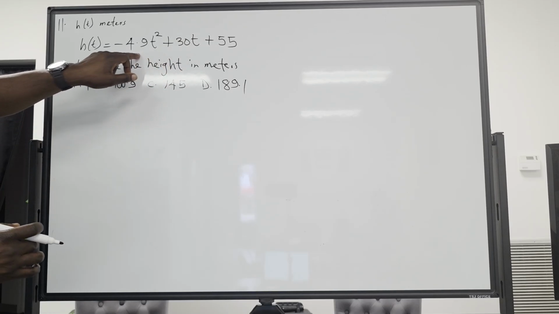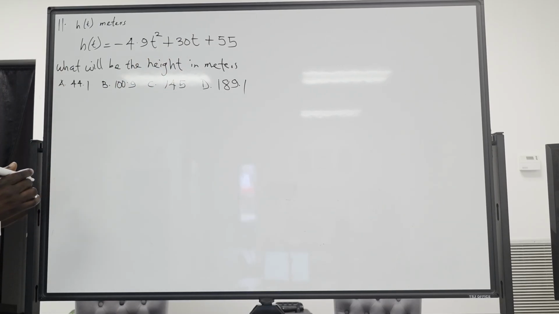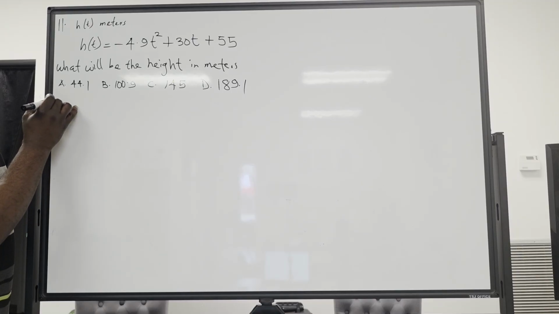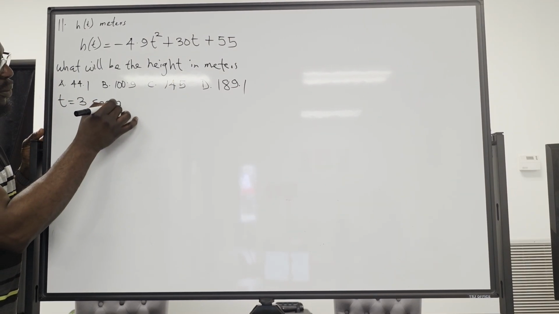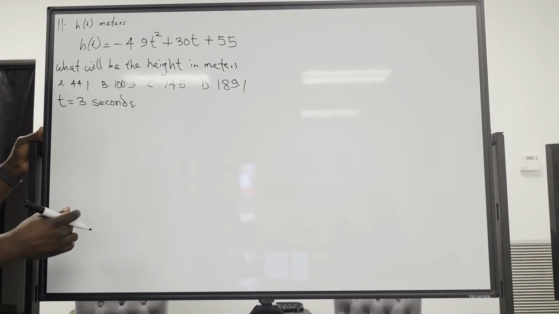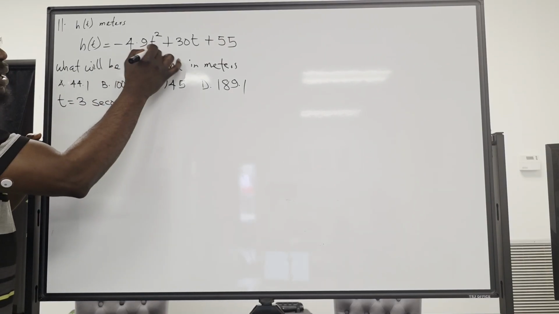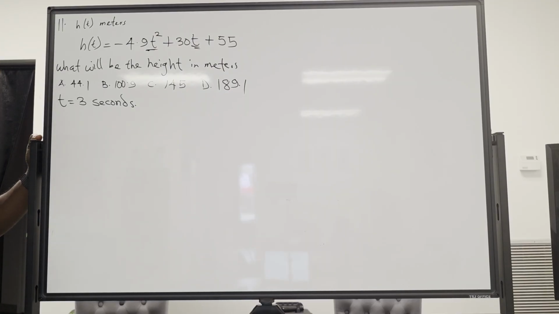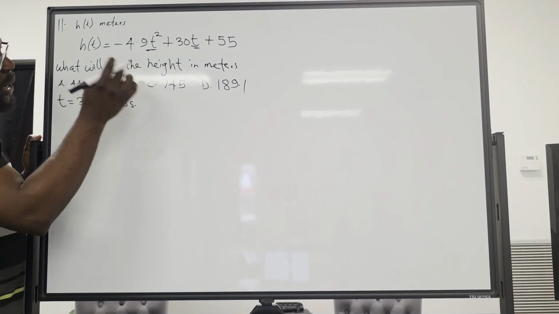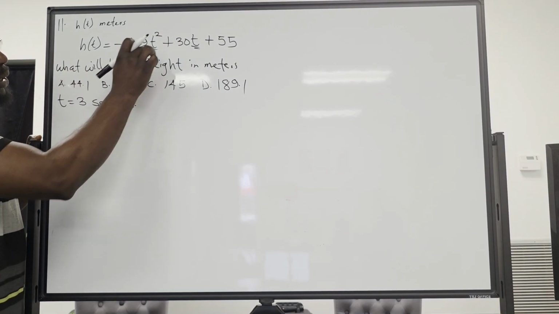And this equation is what we're going to use. So they ask, what is going to be the height when t equals 3 seconds? T means time. This t is for time right here. And they said, what will be the height in meters of the object 3 seconds after launch? So all we have to do is put t in this equation right here.